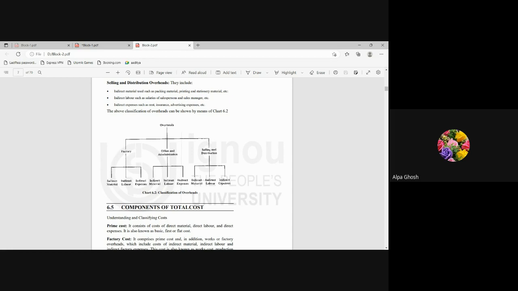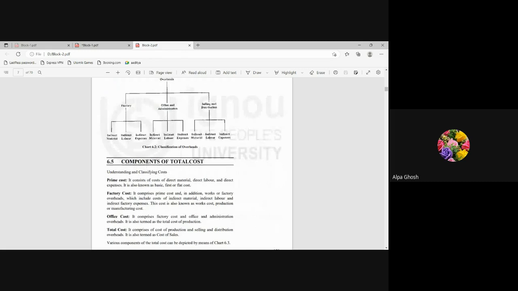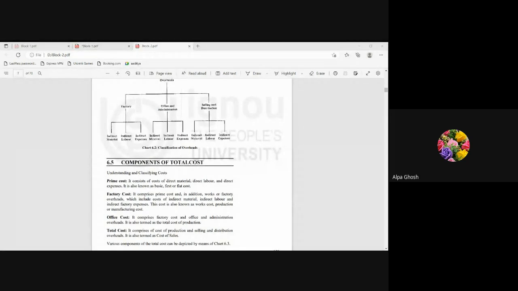So when we need to find the total cost, we need to find the components or constituents of your cost. First is prime cost, which is the basic cost. Then, after adding the factory overheads to prime cost, it becomes factory cost. When we add office overhead to the factory cost, it becomes office cost. And when all the other miscellaneous expenditures are added to the office cost, it becomes your total cost.